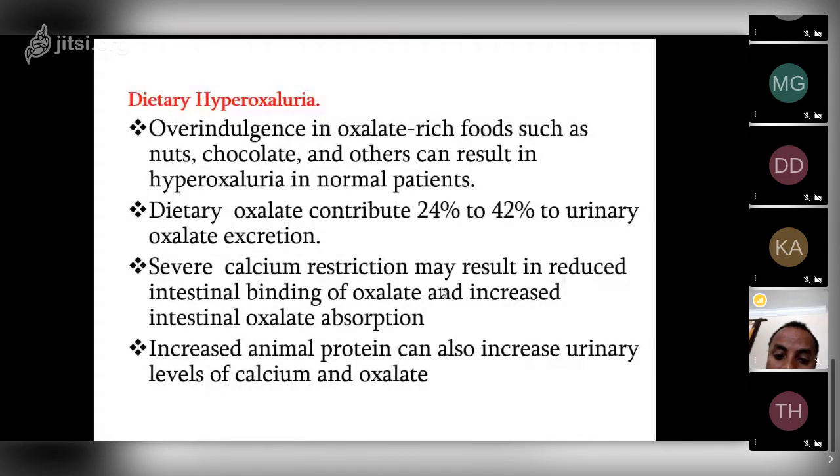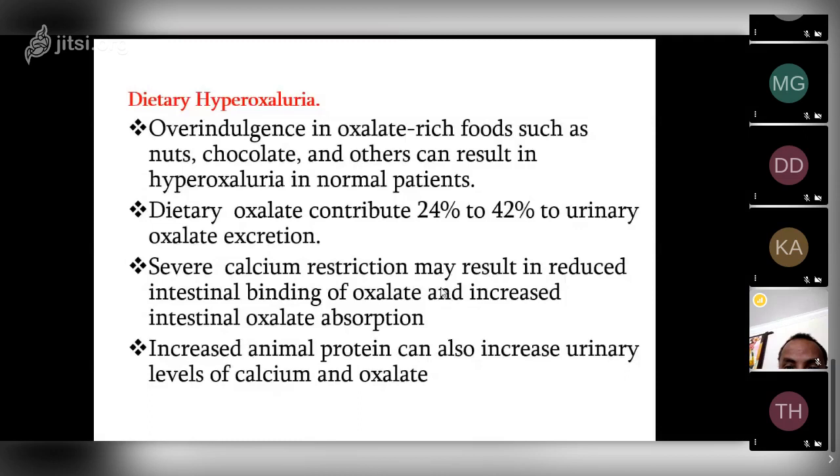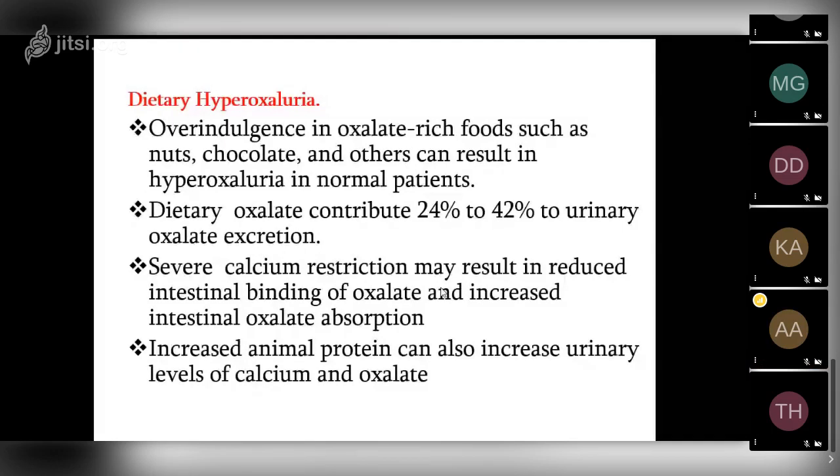The next is dietary hyperoxaluria. The overindulgence in oxalate-rich foods such as nuts, chocolate, and others results in hyperoxaluria in normal patients. Dietary oxalate contributes about 24 up to 40% of urinary oxalate excretion. So severe calcium restriction may result in reduced intestinal binding of oxalate and increased intestinal oxalate absorption.